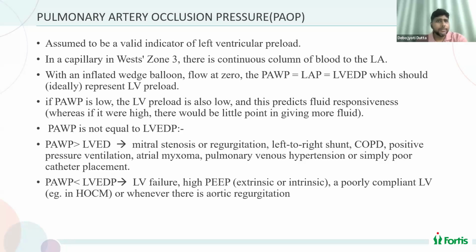Coming to the pulmonary artery occlusion pressure. It is also a static pressure. In West zone 3, when the pulmonary artery balloon is wedged and flow is zero, PAWP equals left atrial pressure and left ventricular end diastolic pressure, which usually represents the LV preload. But the PAWP and LV end diastolic pressure relationship is not equal all the time. It can be more than the actual LV end diastolic pressure in valvular disease states like mitral stenosis, mitral regurgitation, left to right shunt, COPD, positive pressure ventilation, and pulmonary artery hypertension. It can be less than the LV-EDP in LV failure, high PEEP, and a poorly compliant LV.